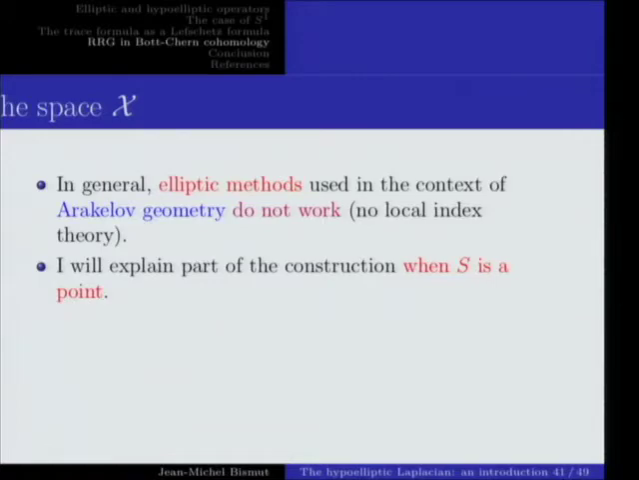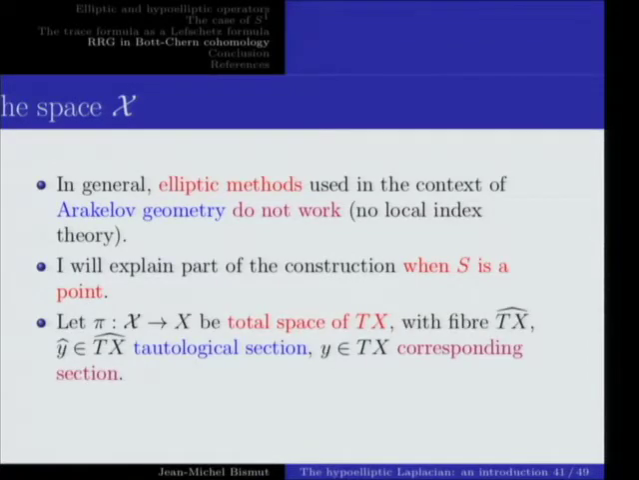So I will explain part of the construction when S is a point. When S is a point, that is when the theorem is empty, because there is nothing to prove. There is no Bott-Chern cohomology except the trivial one. So basically what you introduce again is the total space of the holomorphic tangent bundle TX with fiber which I call TX hat. And now it has a section y hat in TX hat, which is a tautological section and which gives a corresponding section y of TX on the base.